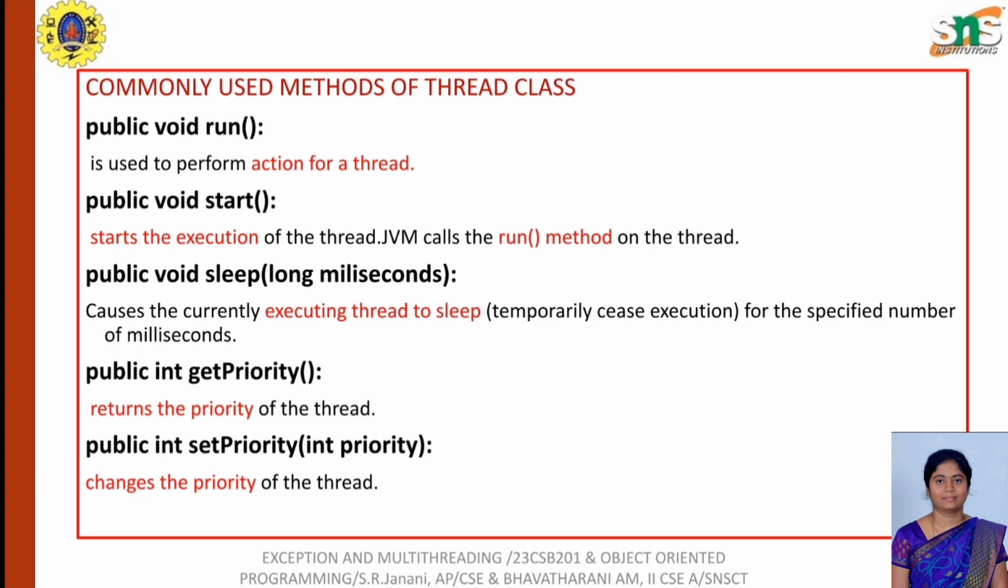For milliseconds, you have the specified number that we are given. So it is known as void sleep. Public int getPriority returns the priority of the thread. setPriority is nothing but we can set the priority. If we have A1 and B1, and you give B1 the higher priority, it will be executed first. It is known as setPriority in threads.